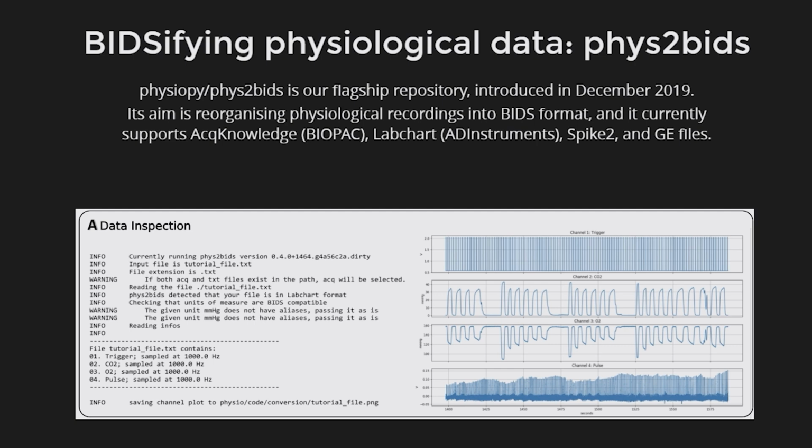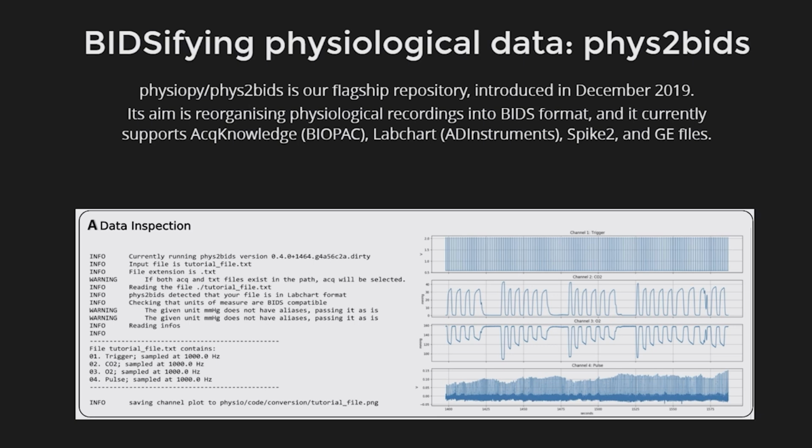So the first one is this BIDS-defined physiological data tool, phys2bids. This was the flagship repository that was established in 2019. And really the whole aim of this is to put the physiological data that you collect into BIDS format so that it is compatible with any of your neuroimaging modalities. And it's currently supported by a lot of different acquisition software and hardware. So whatever you do collect, we'll probably be able to use it in this tool and put your data in the BIDS format.